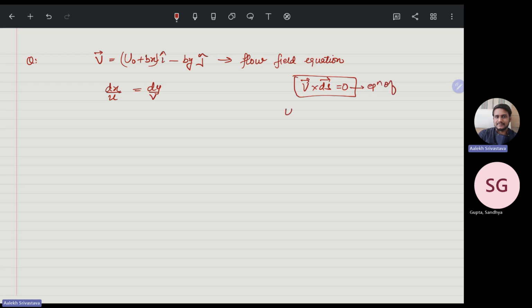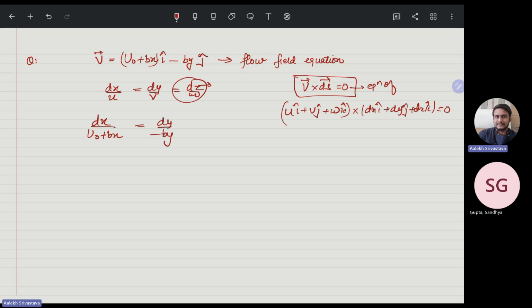If you solve ui cap plus vj cap plus wk cap cross dx i cap plus dy j cap plus dz k cap equal to 0, you will get an expression like this. Here it is two-dimensional, so this term will not exist. So dx by u is equal to dy by v. So dx by u naught plus bx is equal to dy by minus by.